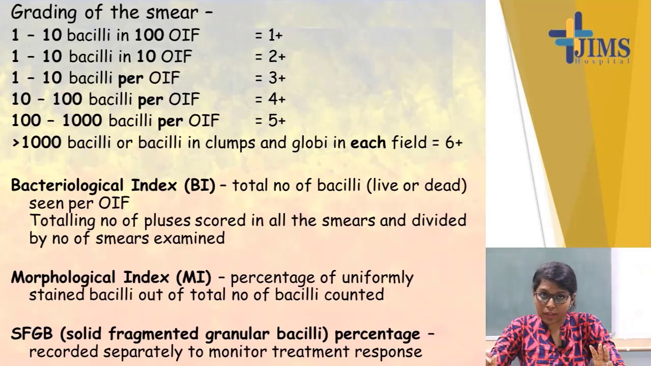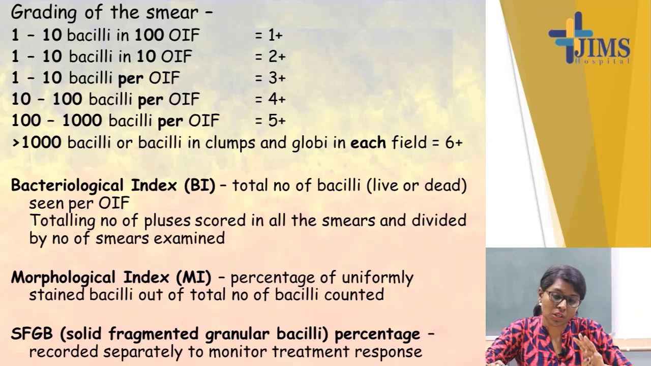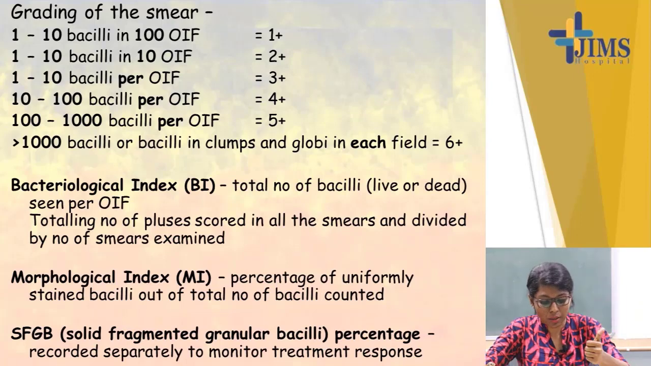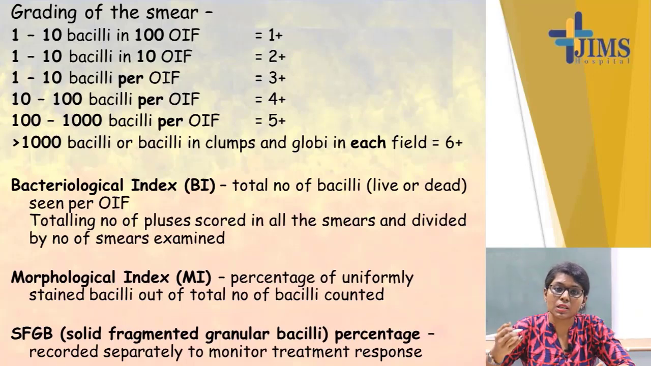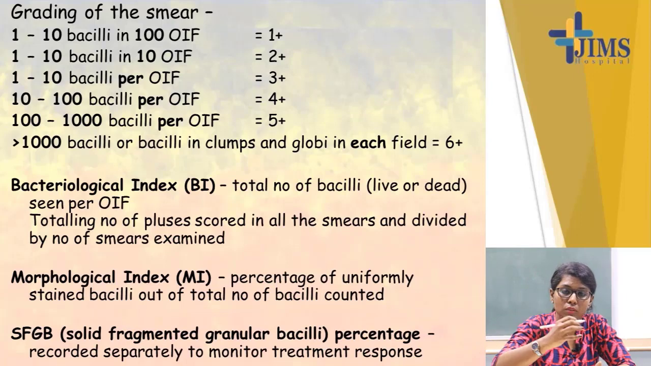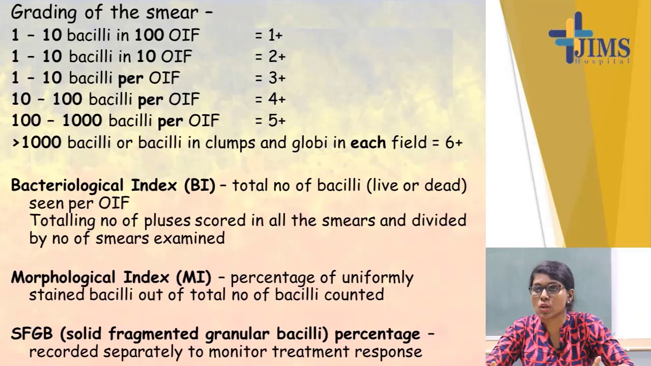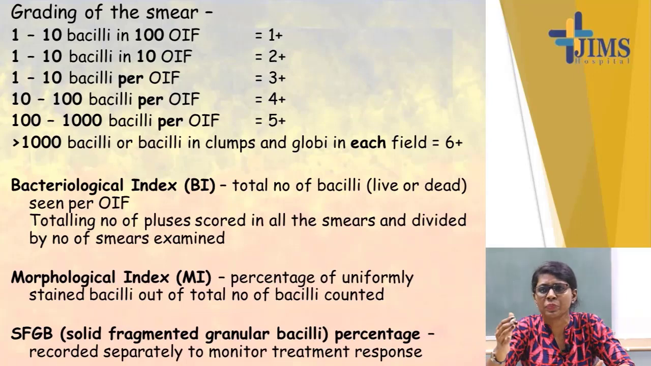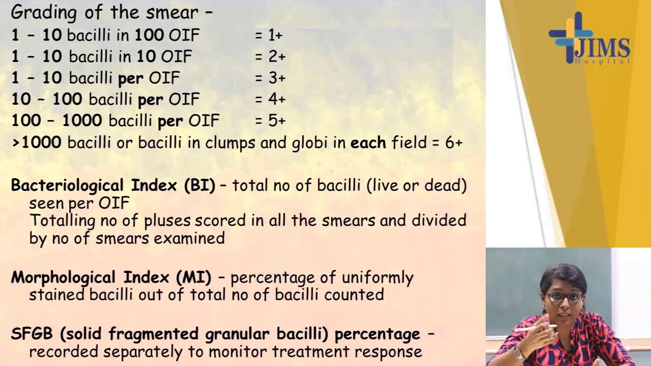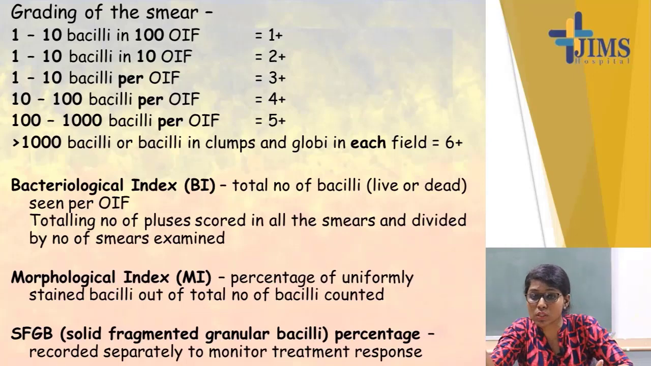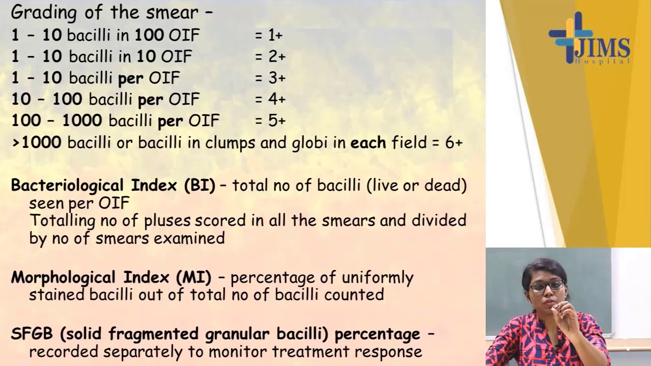Three terms are required. Once you are done with grading, three terms have to be enumerated. Number 1, bacteriological index. Bacteriological index means you sum up the pluses that you have got. Suppose you have observed up to 5 smears, and after getting the grading of individual smears, you add them up.